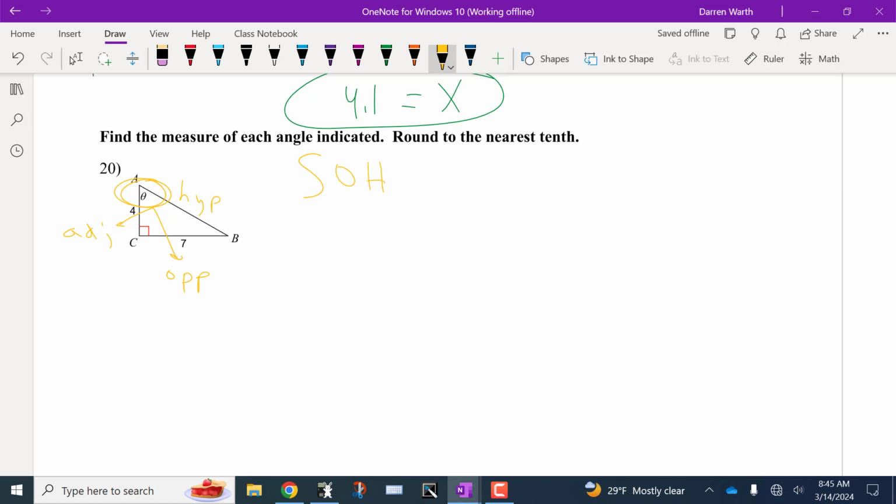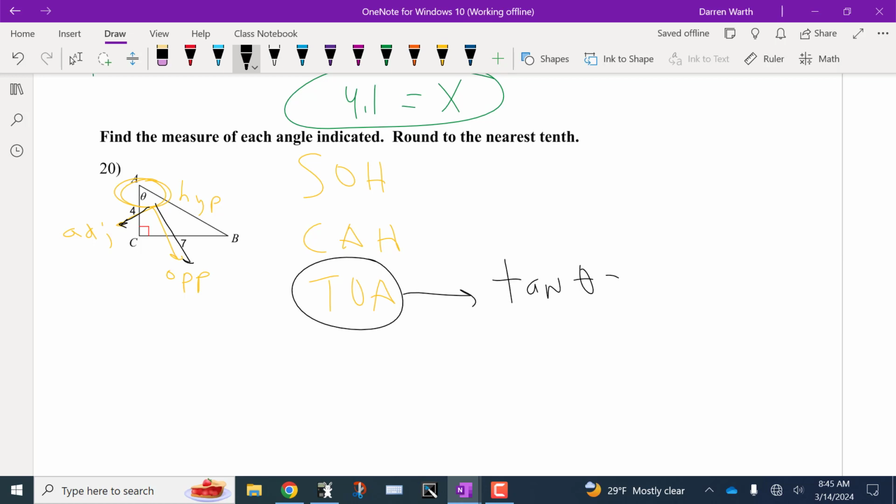But you're still going to use your acronym. So, SOH, CAH, TOA. So I just got to see which one it matches. So if I'm working from this right here, you're going to notice I'm going to go to the opposite side, and then it goes to the adjacent side. So that's going to match up with my tangent. So I'm going to set this up. I'm going to take the tangent of theta, all equals my opposite side, which is going to be 7, over my adjacent side, which is 4.